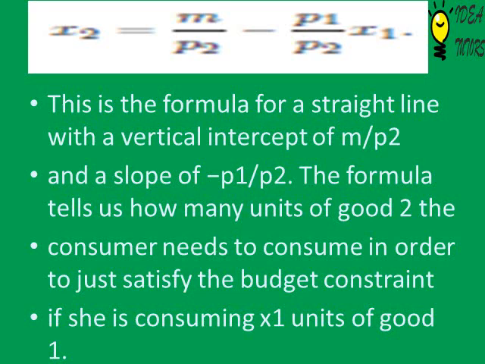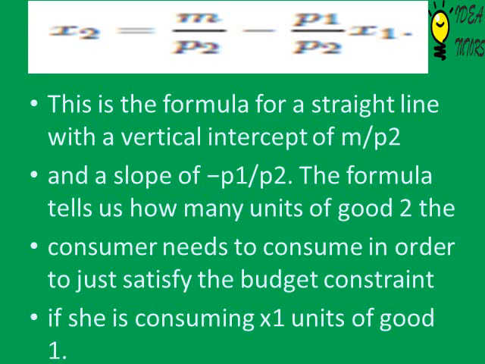This formula tells us how many units of good 2 the consumer needs to consume in order to just satisfy the budget constraint if she is consuming x1 units of good 1. If we take a close look at this equation, we can see that it is just the equation of the budget line, a rearranged form of that budget line equation.